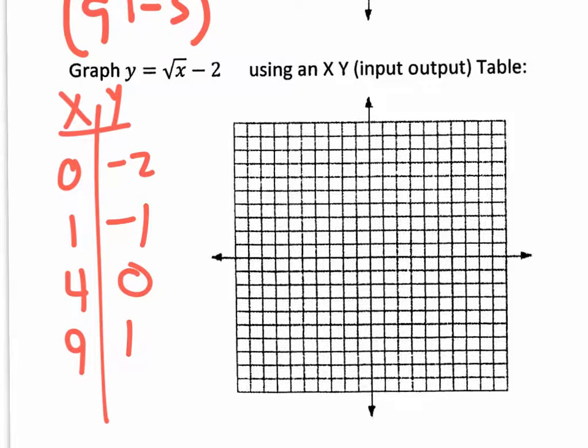Let's see how this outside minus 2 changes our parent graph. So instead of 0, 0, it starts out at 0, negative 2. I put the red lines on the x and y axis so it'll be a little more clear when we graph this stuff. So let's start with 0, negative 2. 0, negative 2 is right here. And then we have 1, negative 1, which is right there. And we have 4, 0. 1, 2, 3, 4, 0 right there. And we have 9 and 1, which is right there.